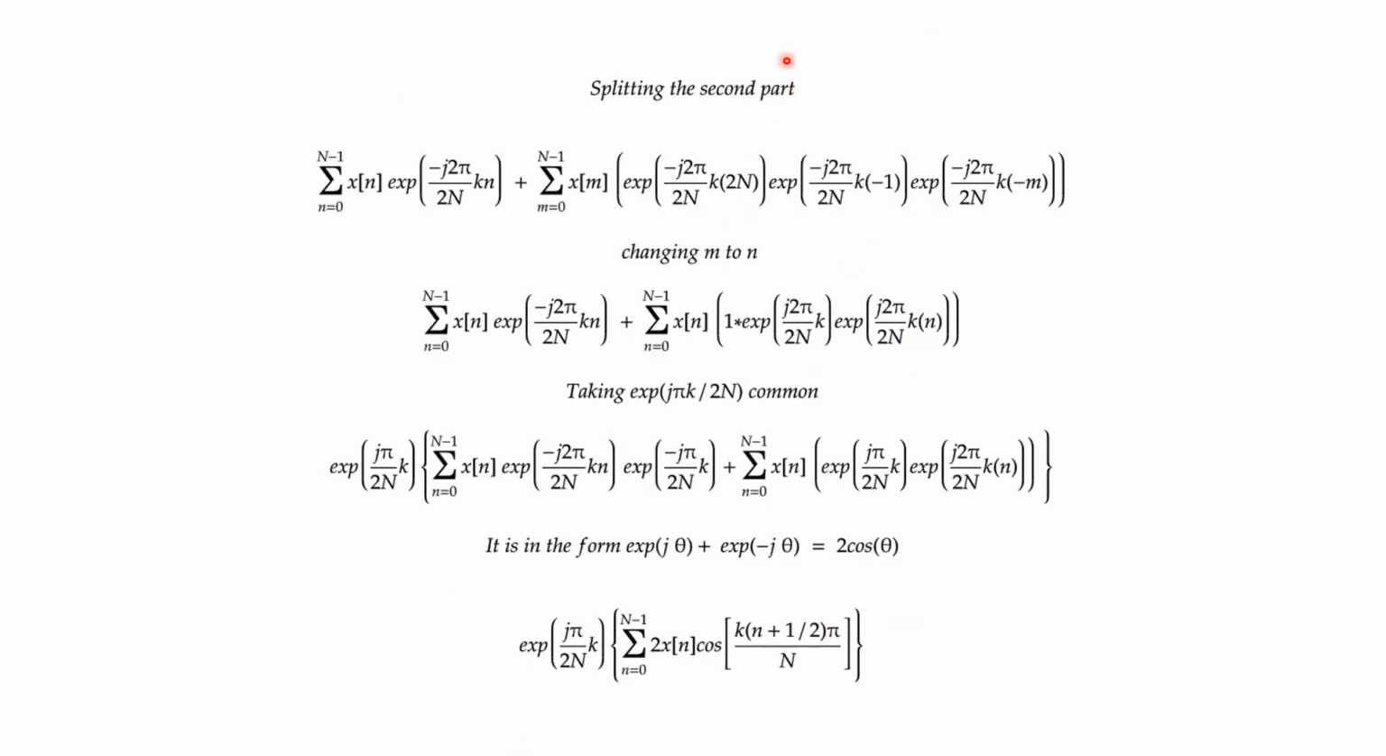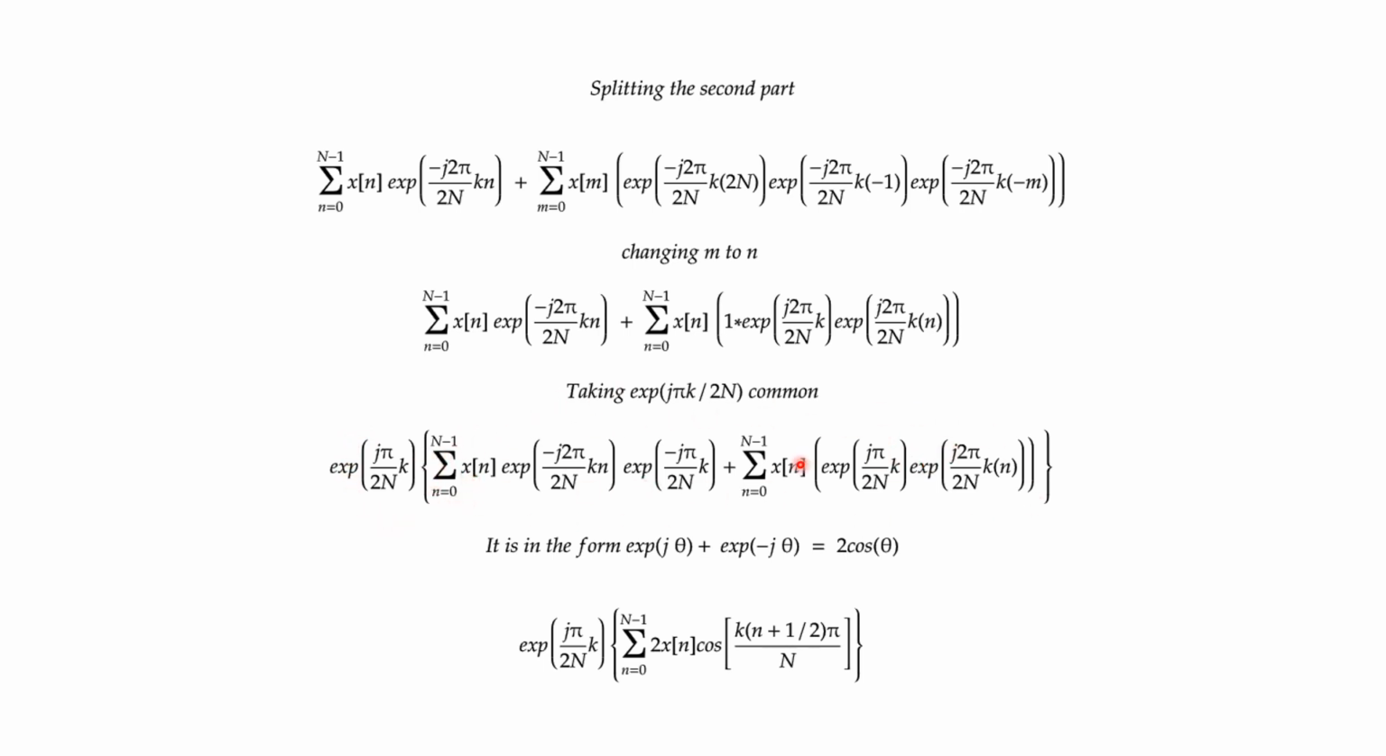Now after splitting the second part, we will be having this equation. If you observe this equation, this 2n will get cancelled, and e power minus j 2 pi into k is always equal to 1. Also we can change this m to n. If you observe this equation, we can take the e power minus j pi by 2n into k as common. So after taking common, we will be having this equation.